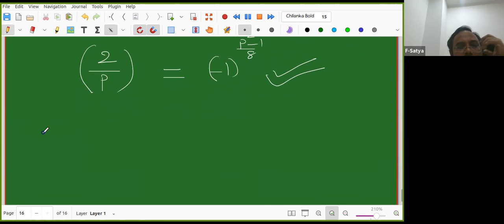Okay, now I'll ask a few questions before going further. So somebody tell me, what is this value? Just some gap. You know, it is 1 or minus 1. You tell me.